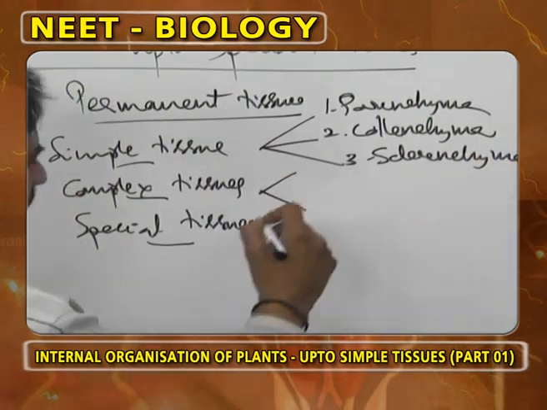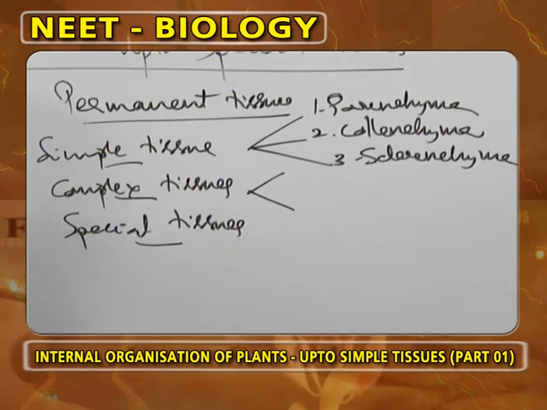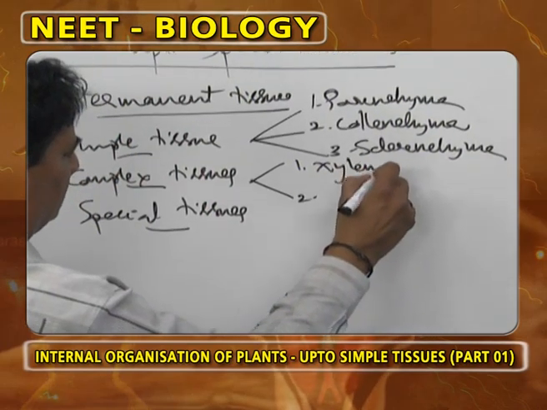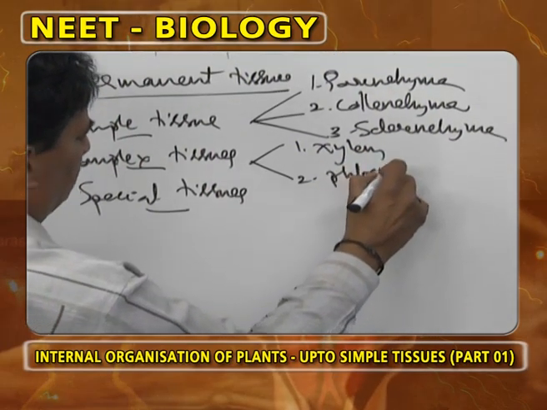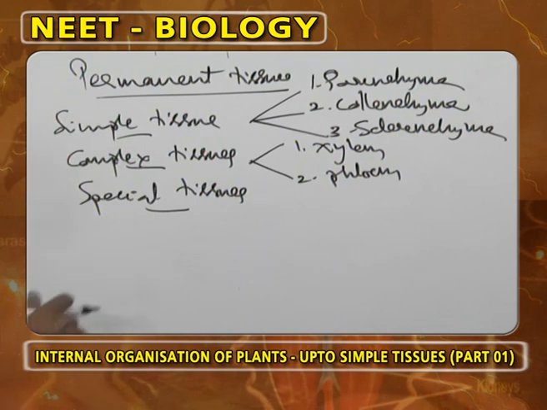Then complex tissues are the tissues which help in the conduction. They are in different shapes and forms but performing the same function. These are two types. One is xylem, the other is phloem. Xylem helps in the conduction of water and minerals from root to stem. Phloem helps in the conduction of food from leaves to various parts of the stem.